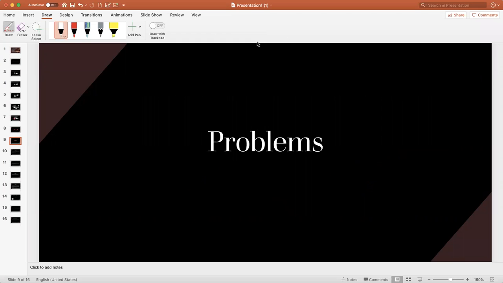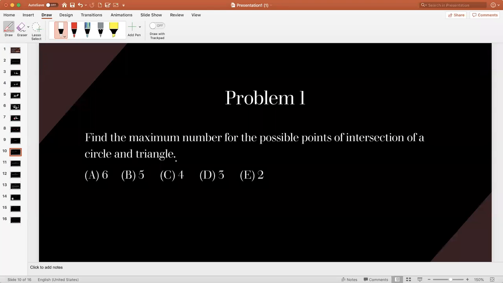Okay. If no one has any questions, then we could move on to the problems I have prepared for today. In our first problem, we talk about the maximum number of points of intersection of a circle and triangle. I'll give everyone 2 minutes to try this question, and if you're finished, you could send me the answer in the chat privately.